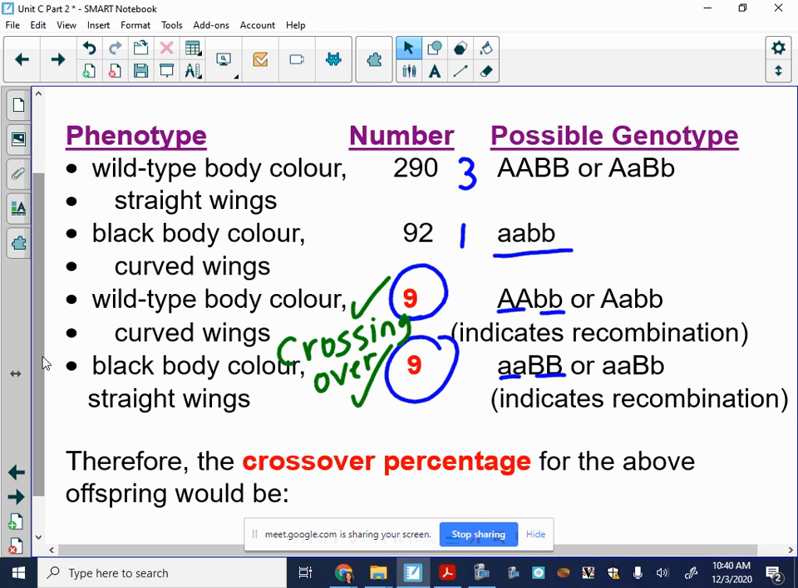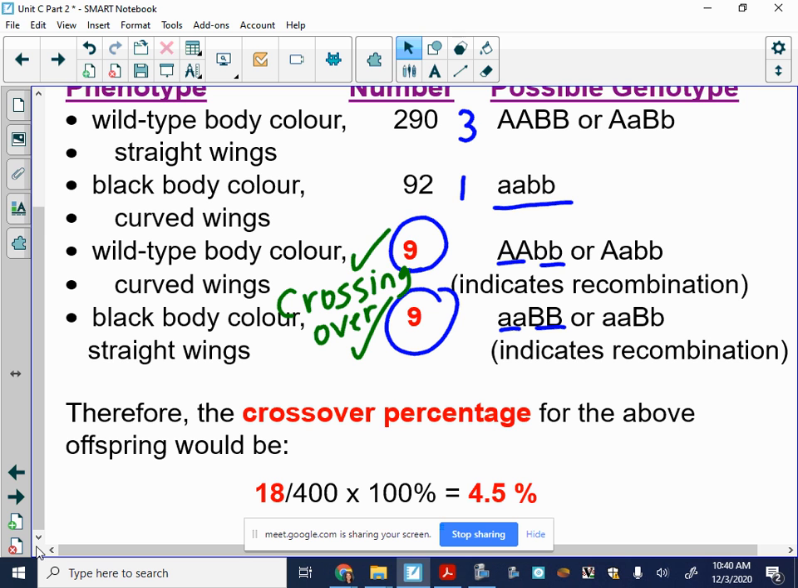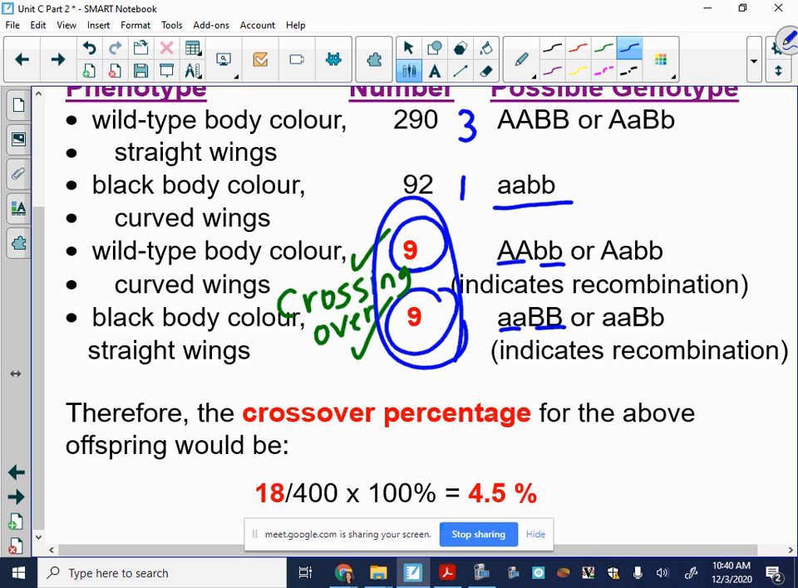To calculate crossover percentages, he took the number of crossovers, which is 18, divided by the total number of fruit flies, which is 400, and he expressed that as a percent. So the crossover frequency between gene A and gene B is 4.5%.